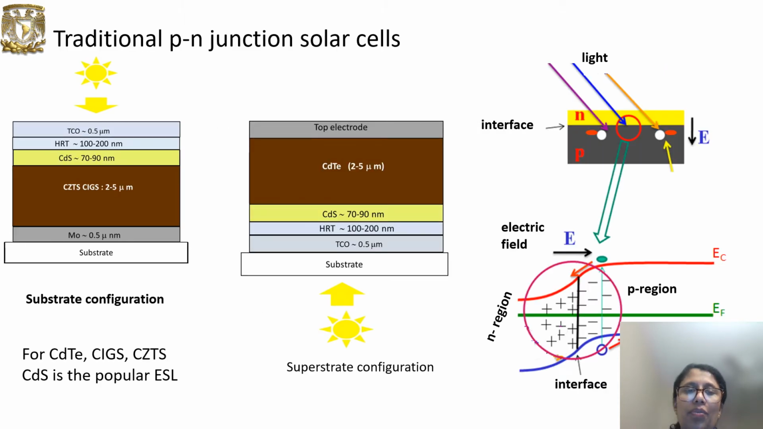This is a schematic of a traditional PN junction solar cell, in both substrate and superstrate configurations, as shown. In a PN junction solar cell, the light enters through the N side. The electron-hole pairs are produced. The internal field separates the electron-hole pairs. The electrons move towards the N side, and holes move towards the P side.